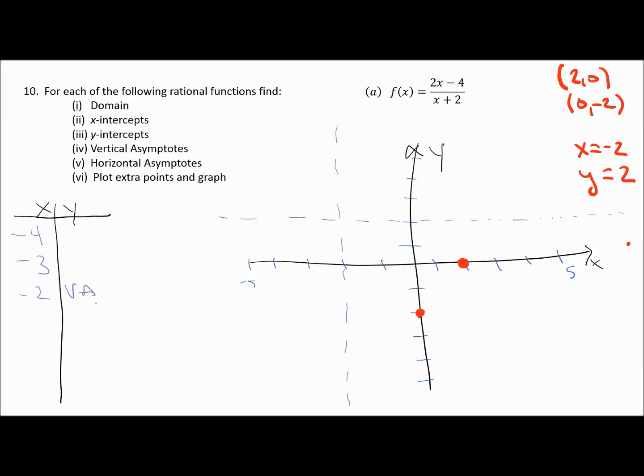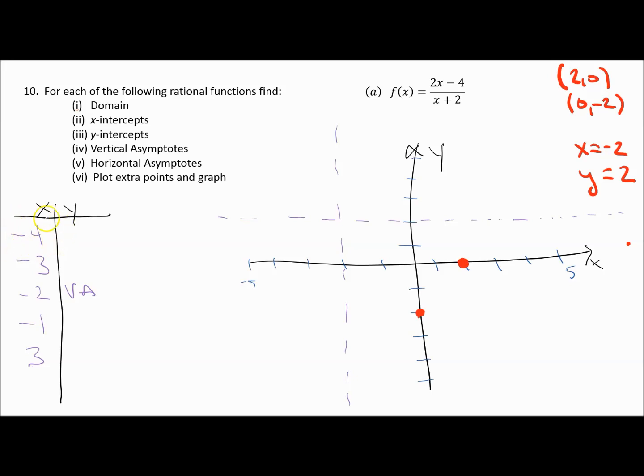Then I need something between my vertical asymptote of negative 2 and my next x-intercept. I do have a point already. It wouldn't hurt to plug in negative 1 as well, though. And then I need something on the other side of my x-intercept, okay? And so maybe 3, or 3 and 4. Let's just do 3 for now, and if we need more points, we'll do that.